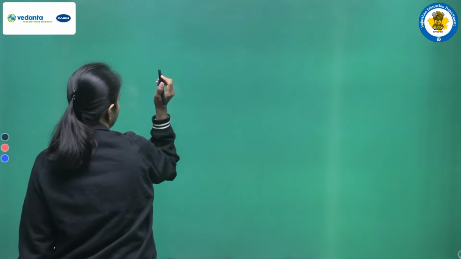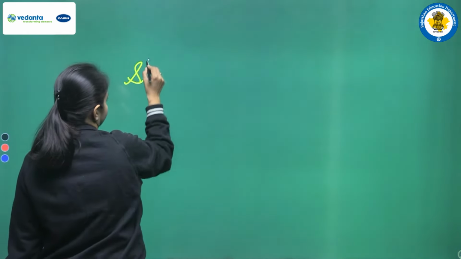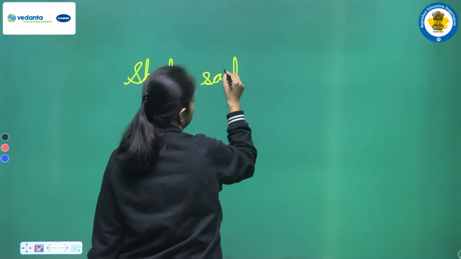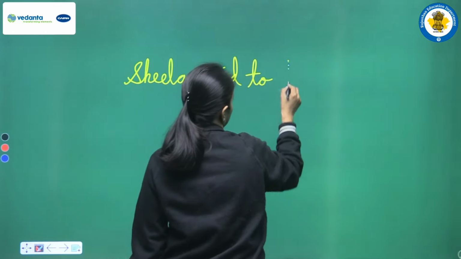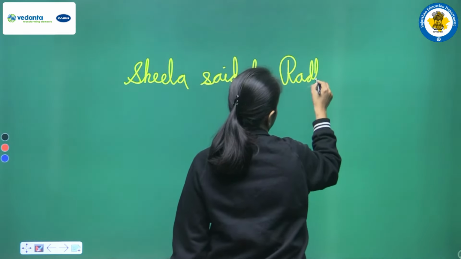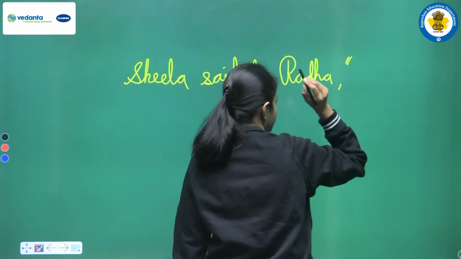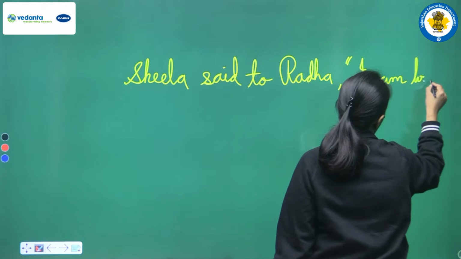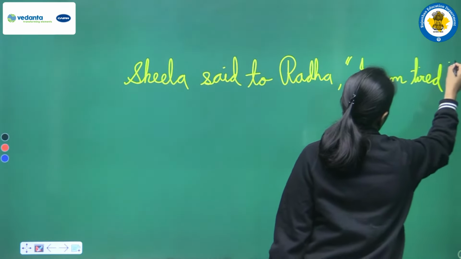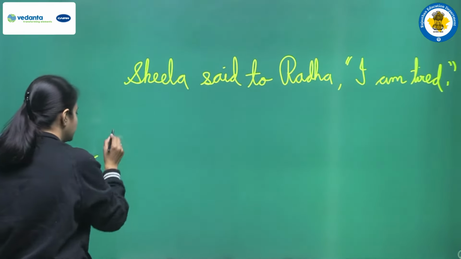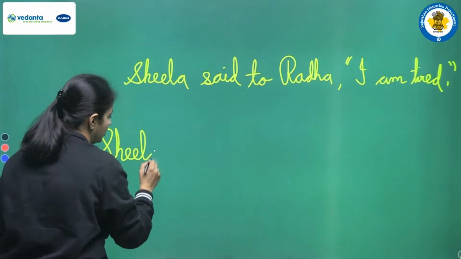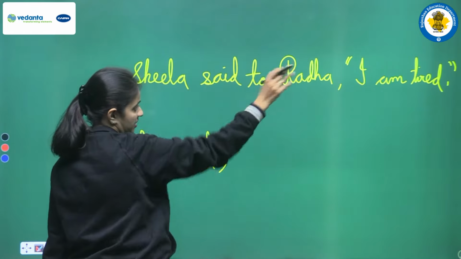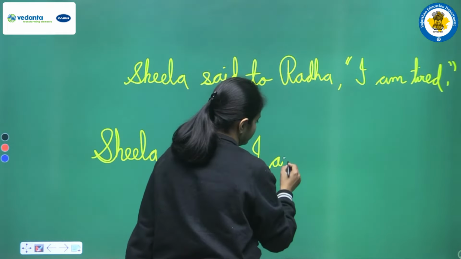Suppose the first sentence we have here is: Sheila said to Radha. Now what is she saying? She is saying, "I am tired." Now one more sentence we have, and in this sentence we have Sheila said, no object here, and she is speaking the same sentence, "I am tired."